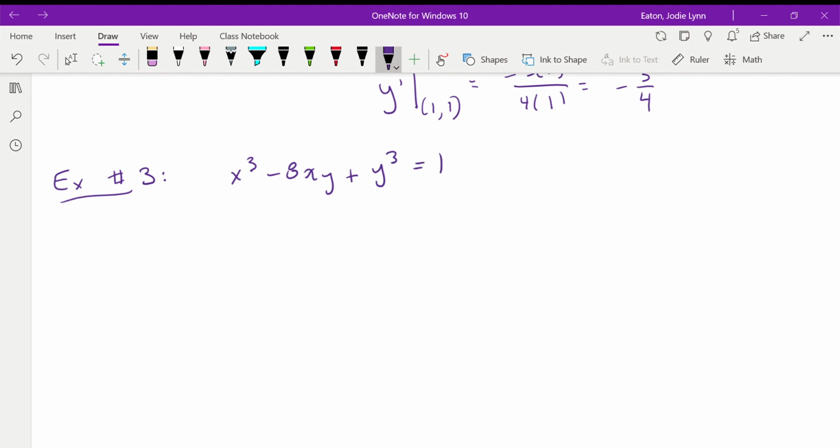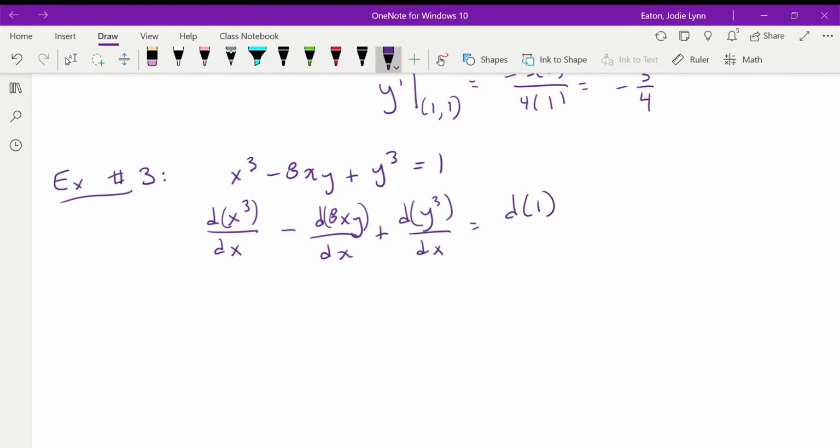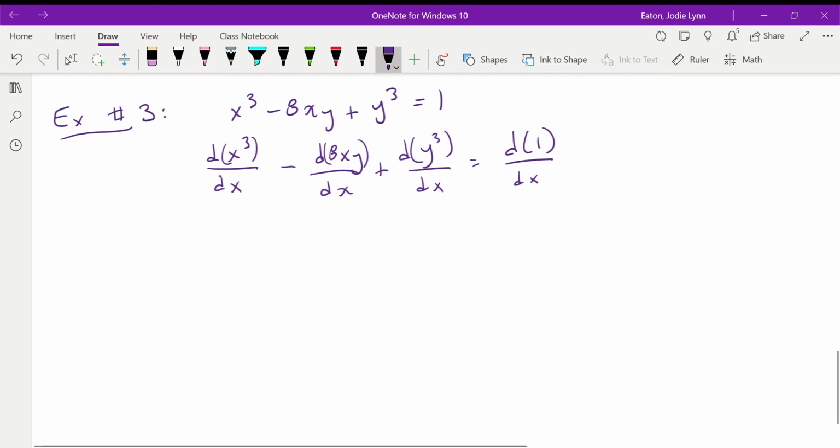So we're going to find the derivative with respect to x of each of these in turn. So d/dx of x cubed, minus d/dx of 8xy, plus d/dx of y cubed, which is equal to d/dx of 1. This is going to give us 3x squared minus, and we're just going to leave this for a second, and we'll come back to it.